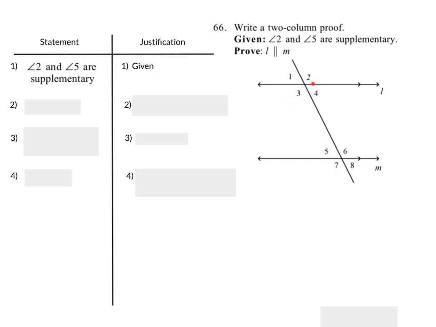Well, we can go through here with vertical angles, right? We can say angle 2 is congruent to angle 3, and we know that because they're vertical angles. So the vertical angles theorem states that vertical angles are going to be congruent. Okay, so now I've got that these two are congruent.